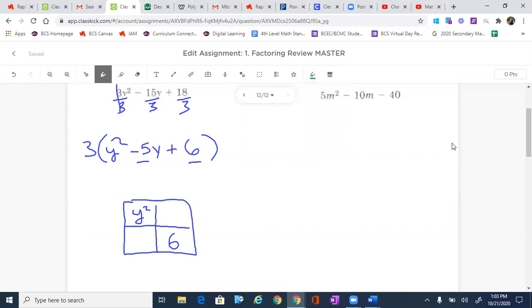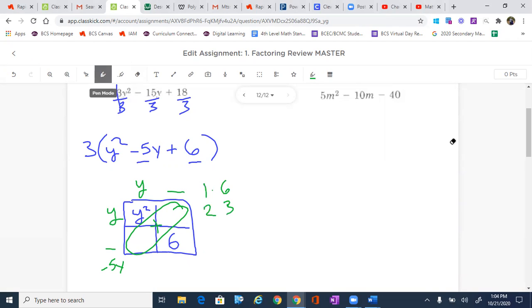We know that in the end, we need these two to add to a value of 5. So I'm going to write y times y because that's going to give me the y squared. And then I need this number and that number right there to give us a value of 6 when we multiply. So I'm going to simply make a list. 1 times 6, 2 times 3, and that's it. 1 and 6. 2 and 3.